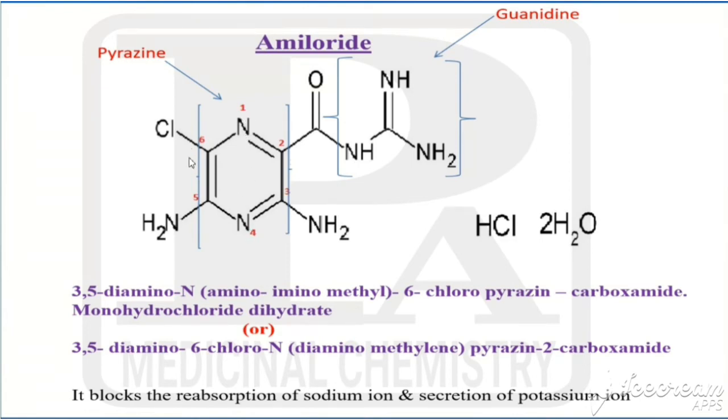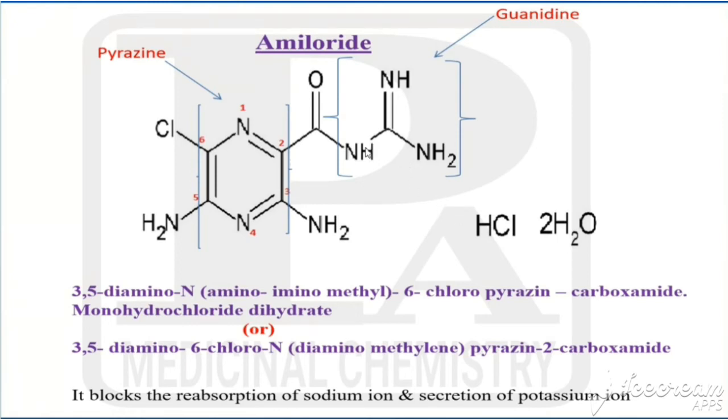In the pyrazine, the 6th position has chlorine, and the 3rd and 5th have amino groups. And the 2nd position has a CO. The CO is attached to the guanidine. What is guanidine? NH=C(NH2)NH2. That is called guanidine. So what is amiloride? It has a pyrazine with 2 amino groups at the 3rd and 5th positions, chlorine at the 6th position, and at the 2nd position a CO, that is a ketone. That ketone is connected with the guanidine.